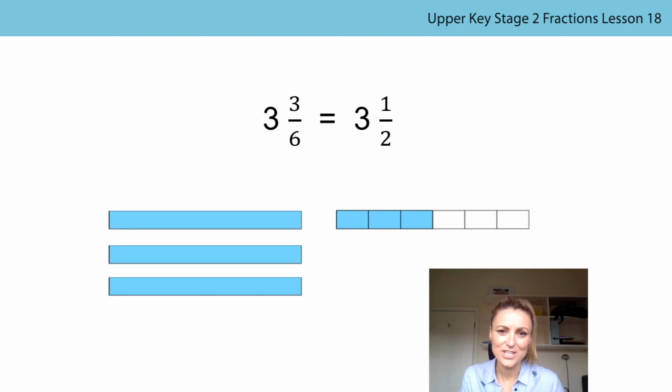So just to finish off with this example, I want to look at this model to see the equivalence between 3 and 3/6 and 3 and 1/2, the fraction in its simplest form. On the left we can see the 3 wholes, and on the right we can see the 3/6, and we can very much see in that model why it is equivalent to 1/2. Well done, great work.